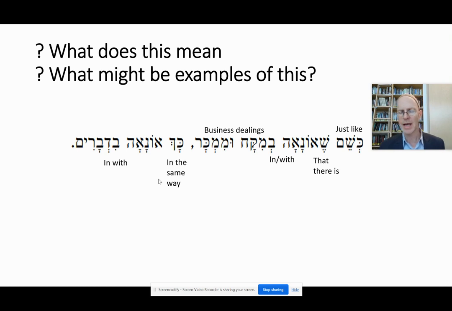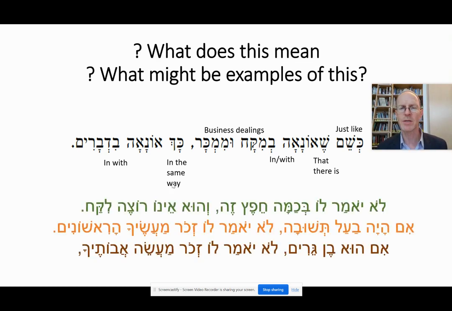Okay. And here we get what the Mishnah says, and I love this Mishnah because it's so practical and so relevant and so honest. It says, here are 3 examples of ona'ah with words. What is ona'ah with words? Lo yomar lo bekama chefetze. You can't walk into a store and say to a person, "How much is that item?" V'hu eno rotze likach, but your intention is you do not want to buy that item.